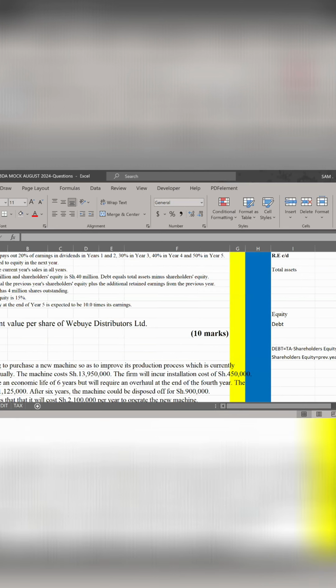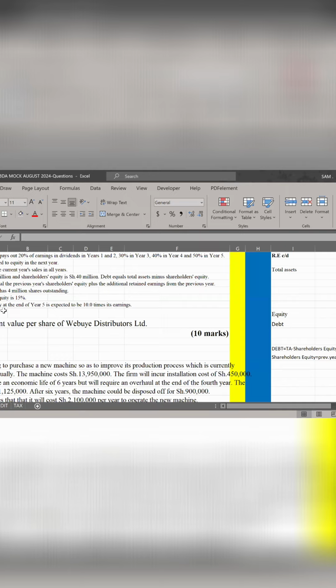How do we get the debt? We were told by the examiner, refer to note 8. I think it was note 8. In year one, debt is 40 million. Shareholders' equity is 40 million. Then we are told debt equals total assets minus shareholders' equity, right? Debt is total assets minus shareholders' equity.